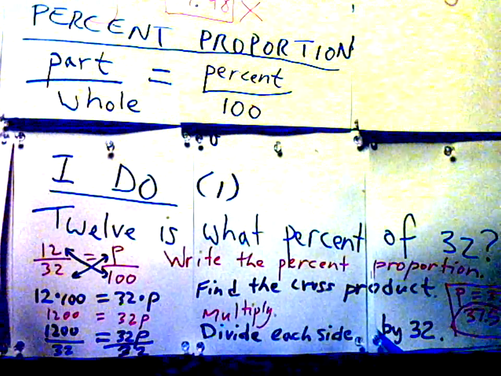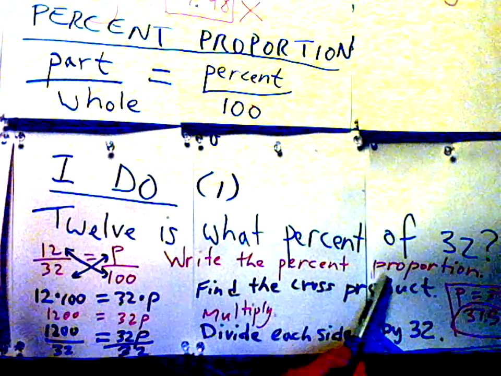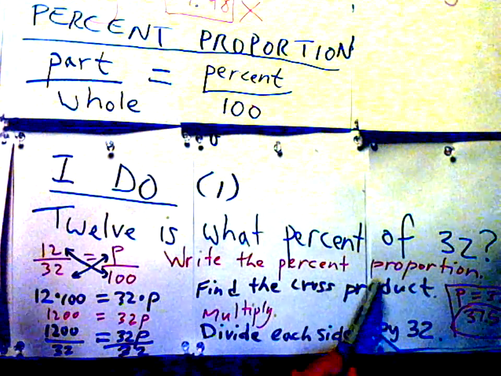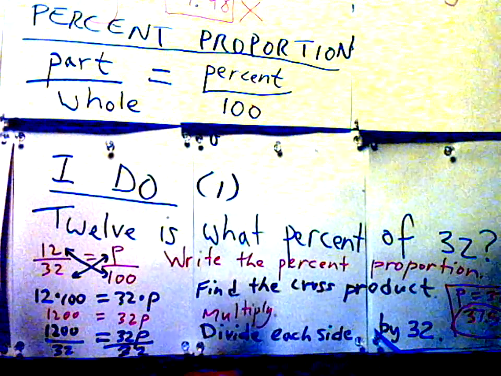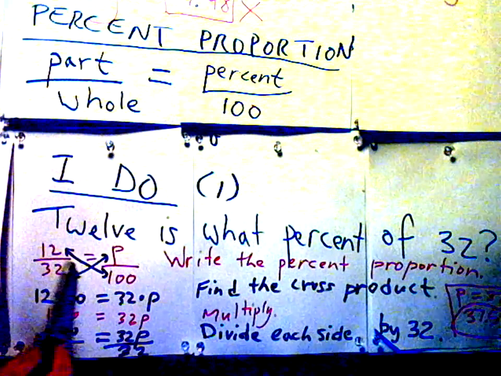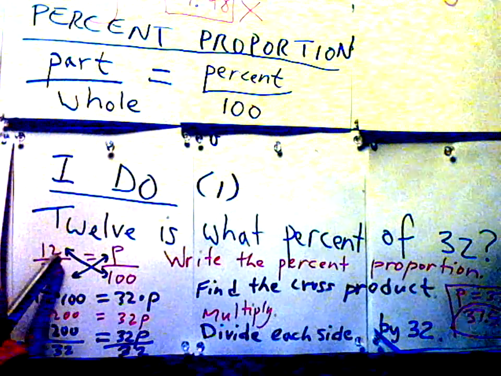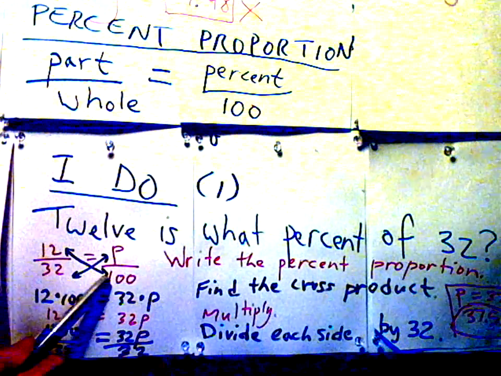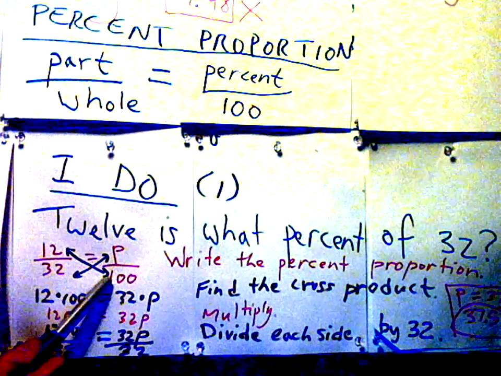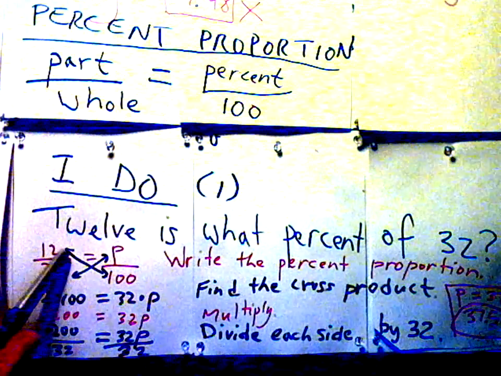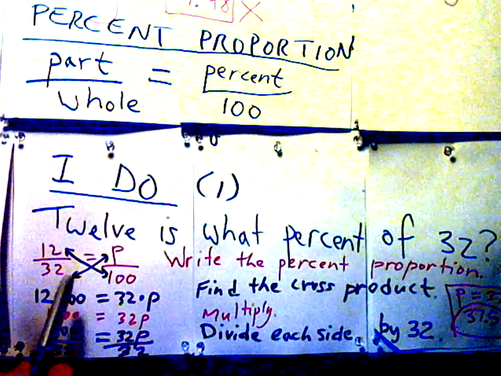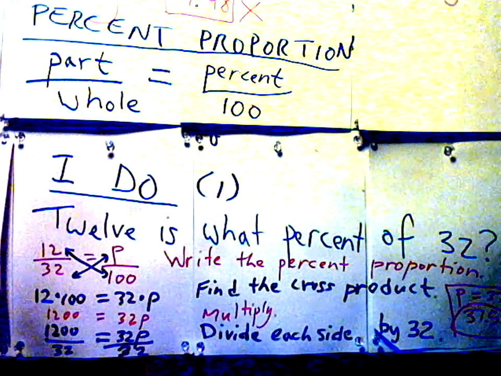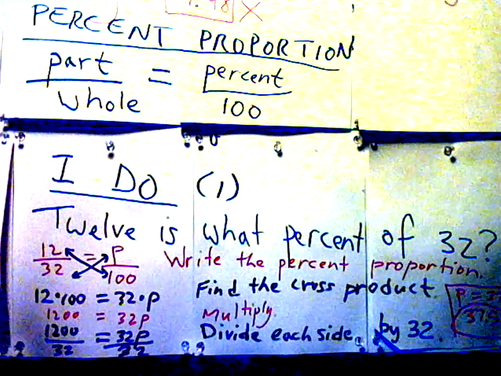Notice the first step is I write the percent proportion. Then the second step that you can see here is I find the cross product that we saw in class yesterday. I start in the upper left and I multiply across with the lower right. So I find the product of 12 and 100, and then I set it equal to the product of 32 and p. So we find the cross product.